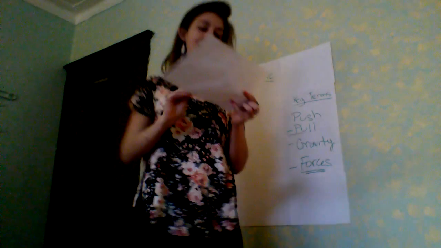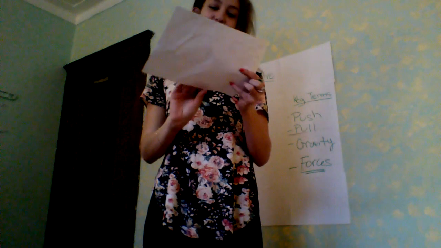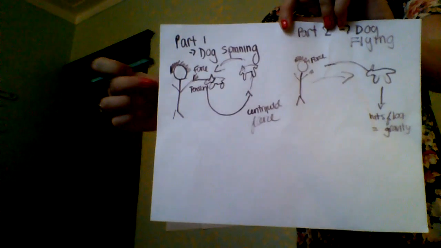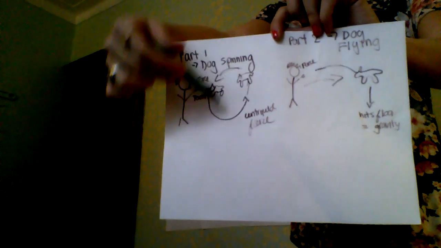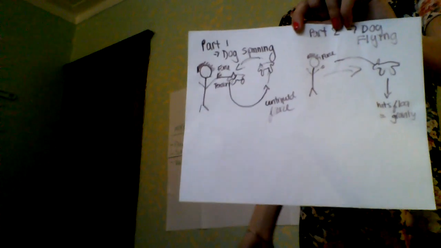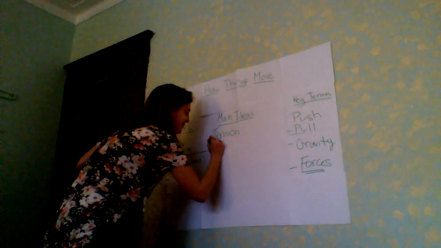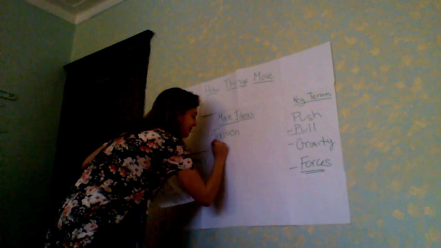Do you want to explain the first part? Just tell them what you meant. So she was holding the leash with the tension, and then he's spinning it around with this little force until it just keeps going, because of the hand, right? Yeah, the force from his hand.